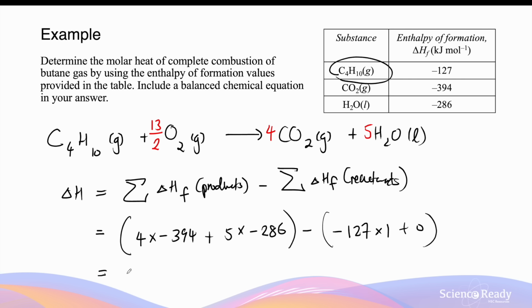This gives me a final answer of minus 2,879 kilojoules per mole of butane combusted. This concludes the video on Hess's law and heat of combustion.